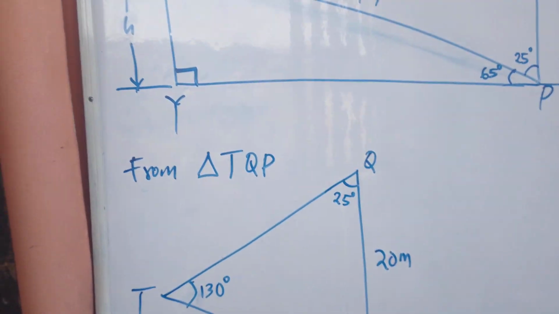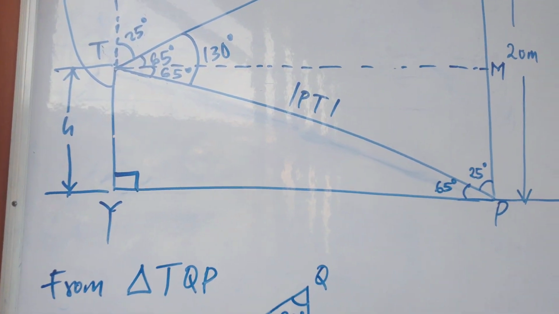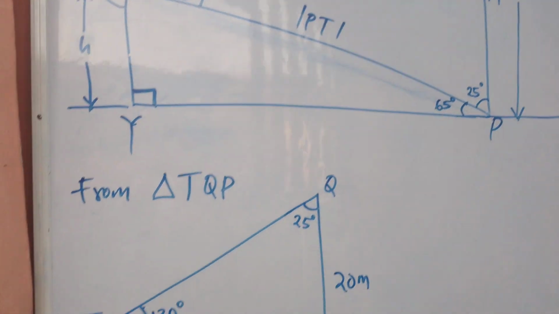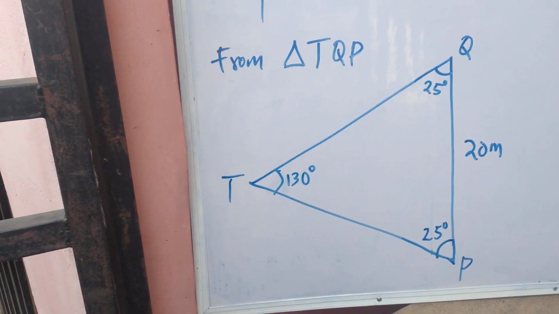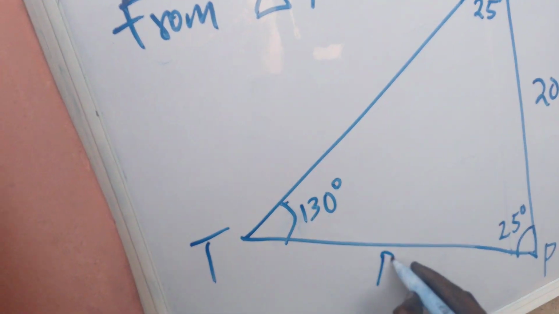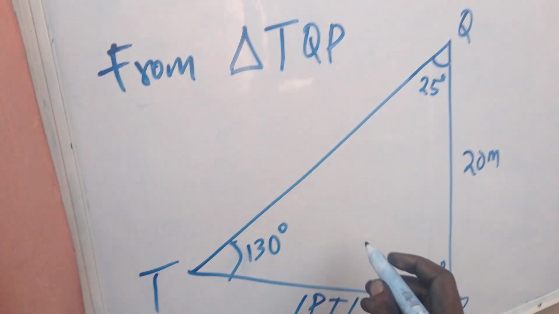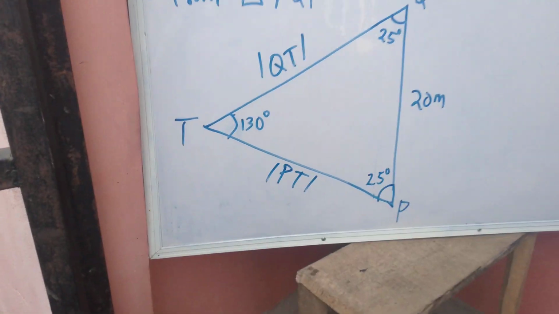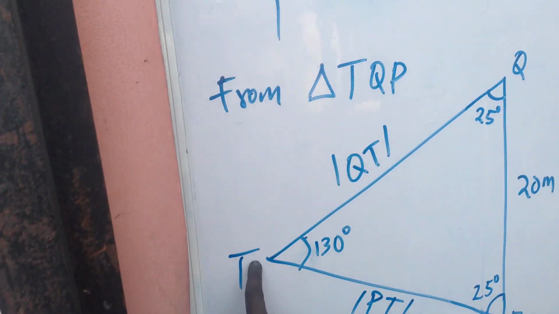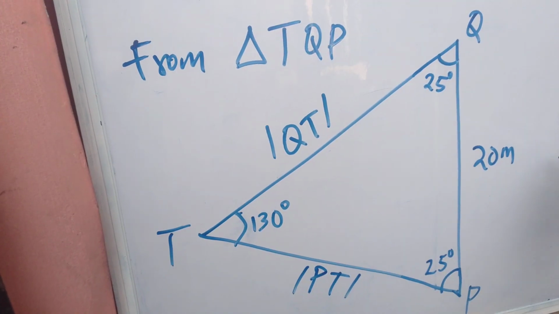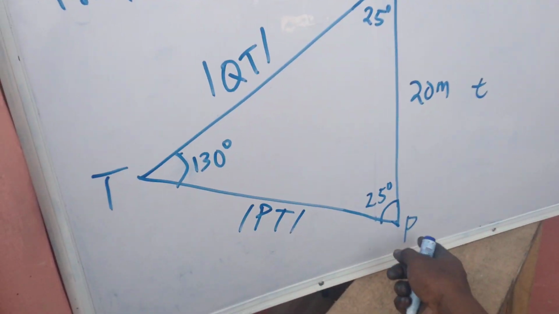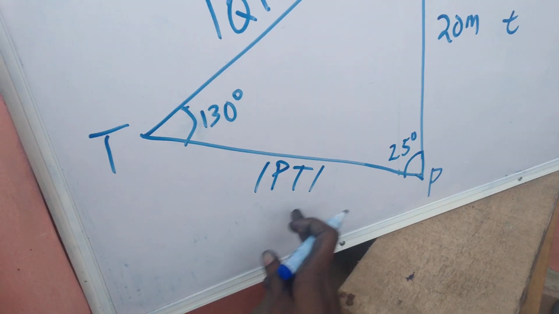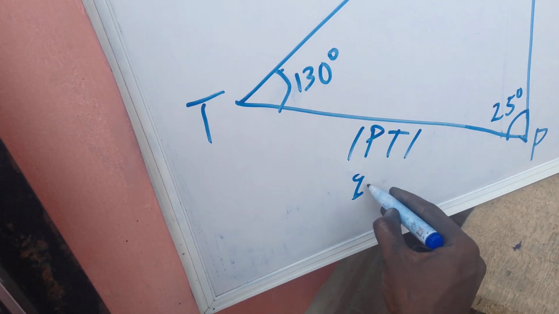That's the height of the building, 20 meters, so I will indicate it 20 meters. Then I can find this side PT, and I can also find this side QT. If this is capital T, this side facing it will be small t. Capital P, this side facing it is small p. Capital Q, this side facing it here is small q.